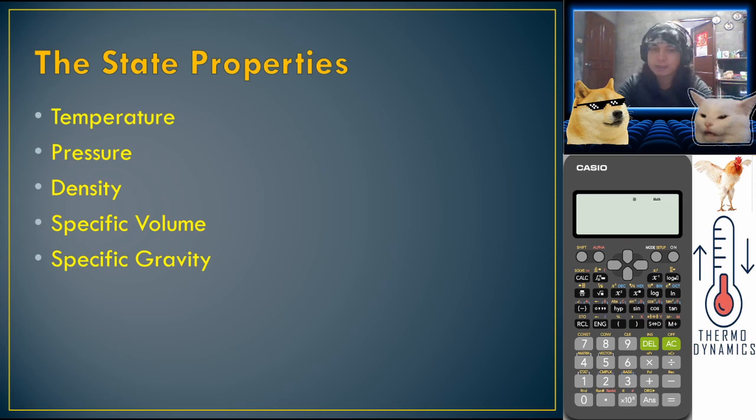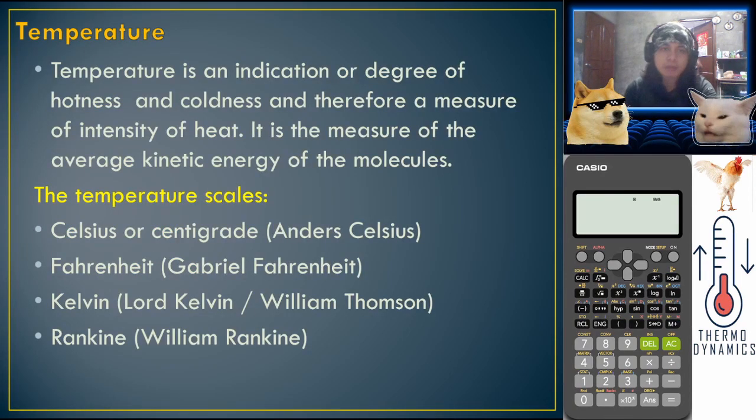Okay, let's do this. First, we have temperature. Temperature is an indication or degree of hotness and coldness, and therefore a measure of intensity of heat. So temperature, intensity of heat, and the measure of the average kinetic energy of the molecules. Ayun naman pala, no? So pag sinabi natin temperature, hindi natin alam kung gaano ka hot yung hot or gaano ka cold yung cold. So depende na lang yan sa reference mo.